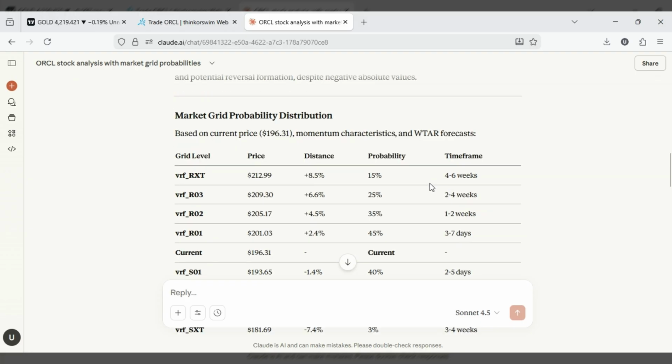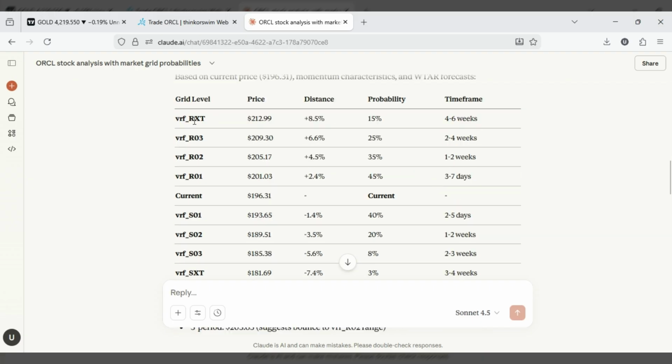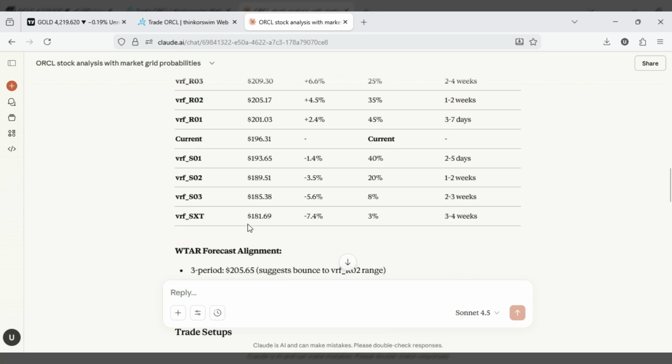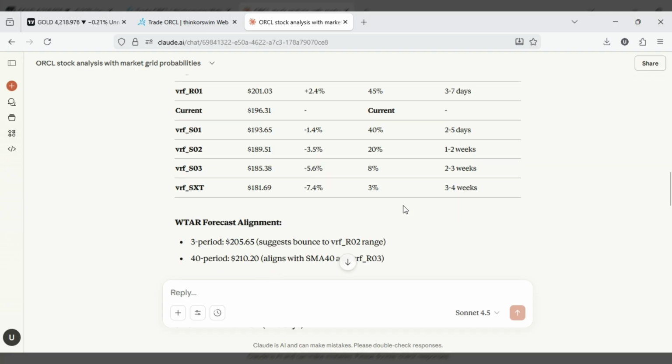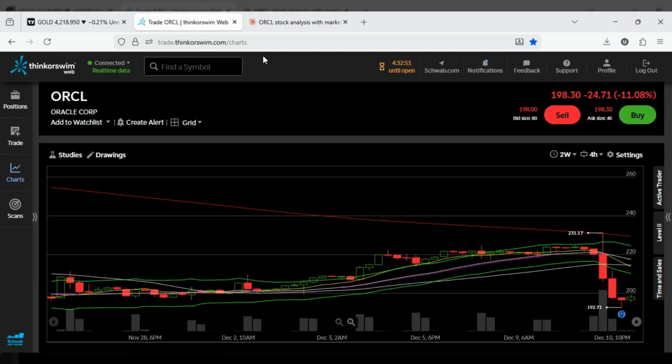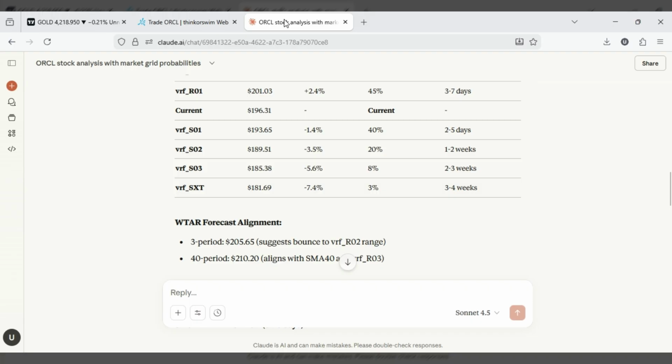So here we have the market grid and the probability distribution. The market grid gives you a range of prices within which the stock has the potential to trade. This is the top of the grid, the value there is 212.99, and this is the bottom of the grid, 181.69, and we have the various probabilities and then the time frames. The price was 196.31. Currently, the price is 198.30. It has returned to the sort of level we had when the previous video was recorded.